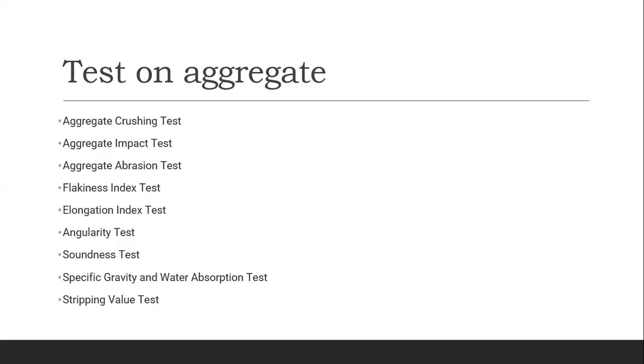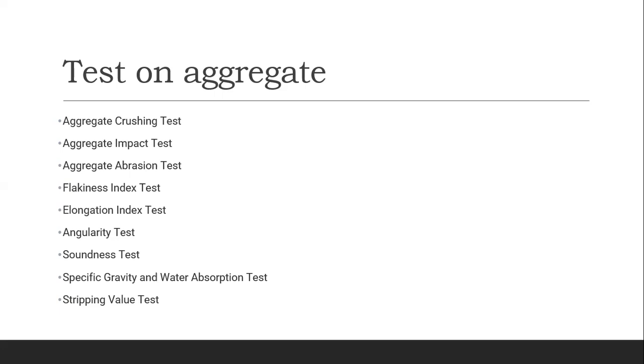In the case of flakiness and elongation, we have rulers and scales to find how much portion of the aggregate is elongated or flaky. Then the angularity test is also available. And the soundness test is also available. Soundness test shows how inert the aggregate is in nature. Specific gravity represents the density of aggregates, the natural property of aggregates, and water absorption represents how much water is absorbed by the aggregates.